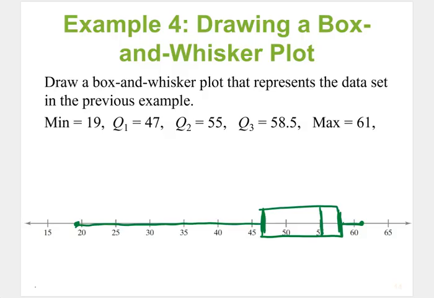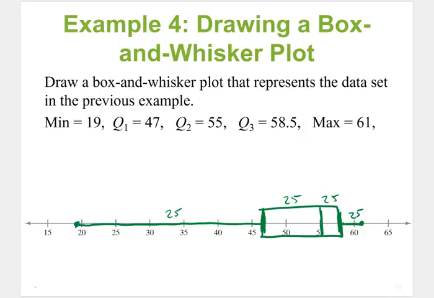So we know that each portion of this is 25% of the data. So this is 25%, this is 25%, this is 25%, and this is 25%. So notice how the top half is very, very compact. There's not a lot of variation in the top half, but in the bottom half, there's a lot of variation going on, especially that bottom 25%. So we can talk a lot about how that works.